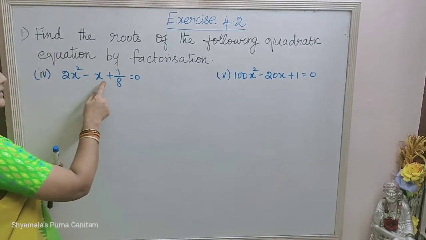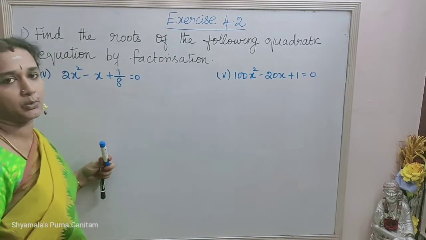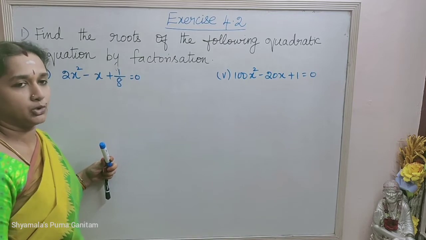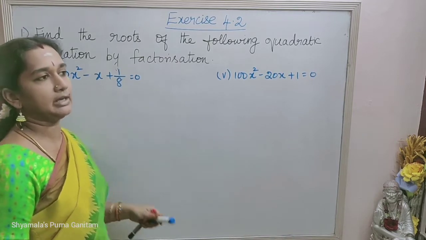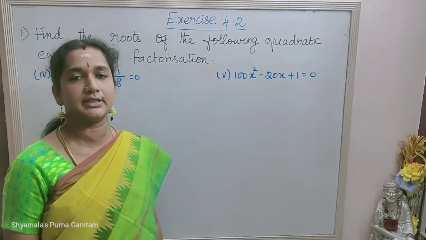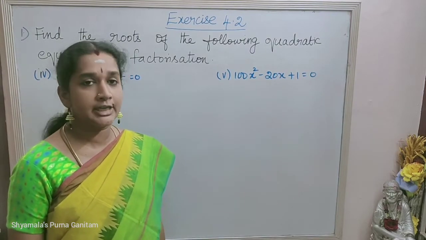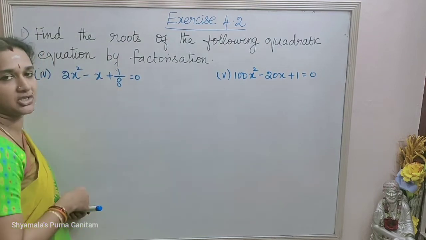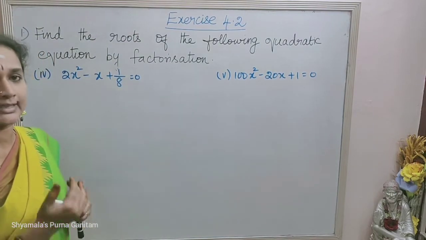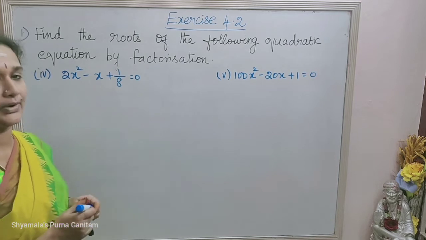2x squared minus x plus 1 by 8 is equal to 0. So first we have to check whether the given equation is in standard form or not. What is standard form? Ax squared plus bx plus c is equal to 0 and a not equal to 0. This is the standard form. But here you are having a fractional number. So this one we will make into standard form first. Then we will find the factors.